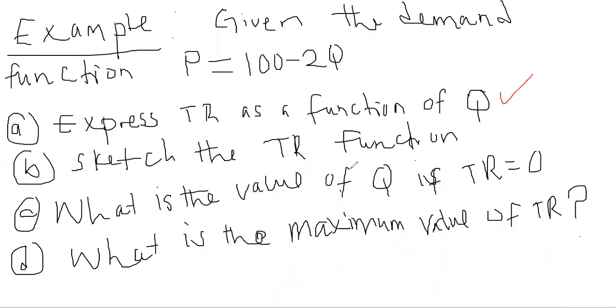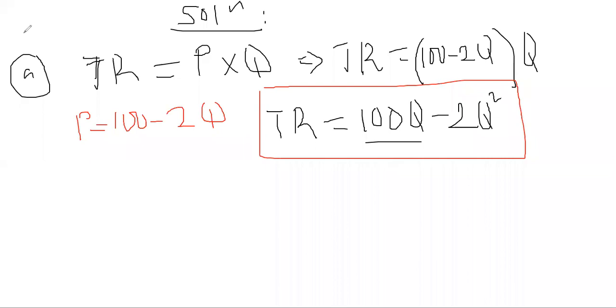Now they say sketch the total revenue function. So we talked about how we sketched, so in B, we have a total revenue function like this, 100.